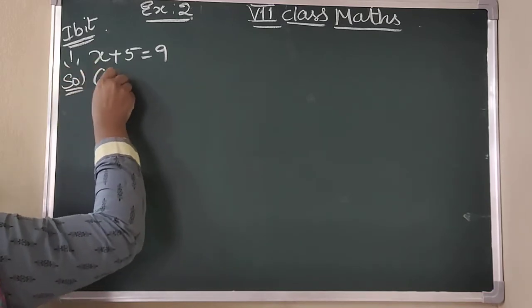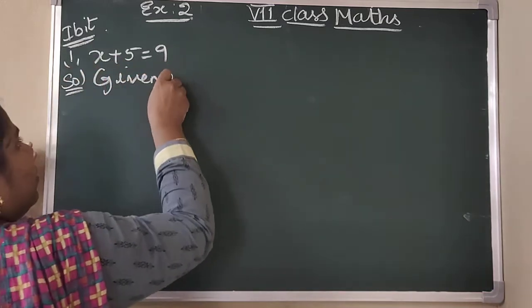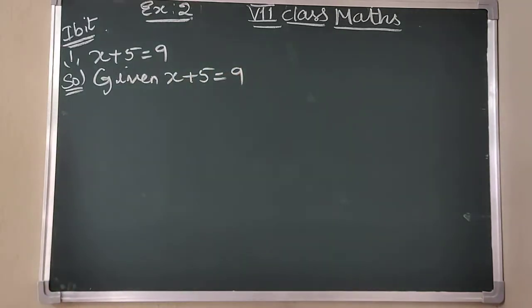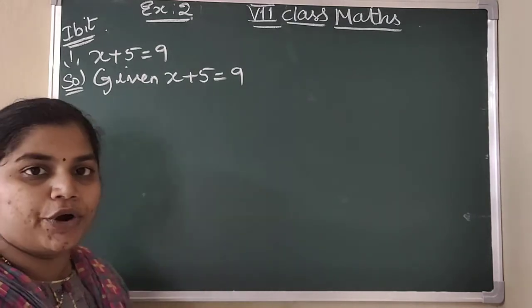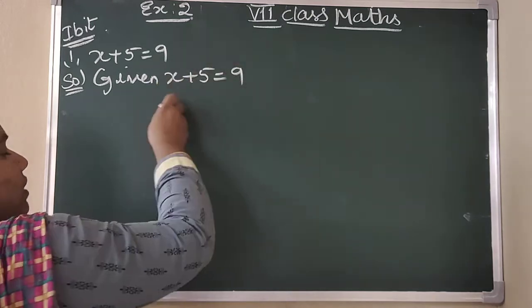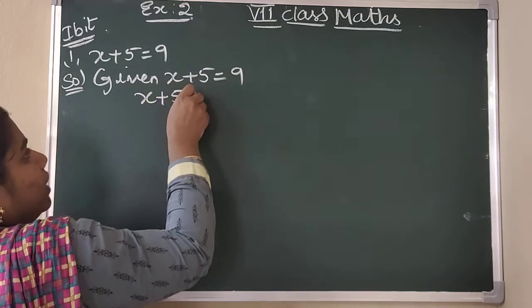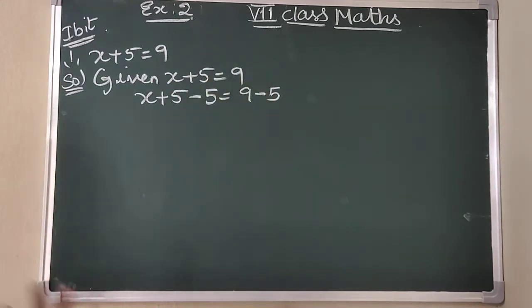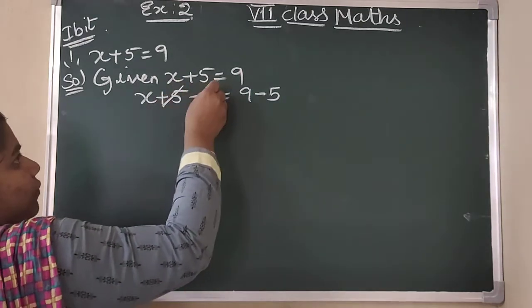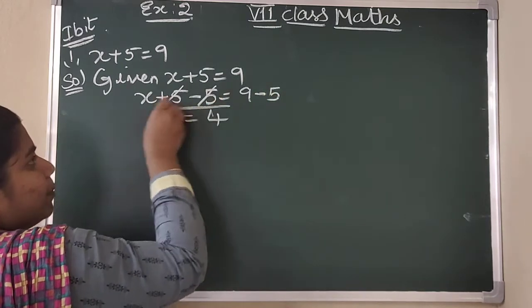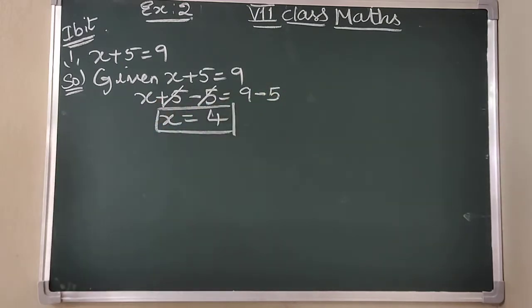So see here, given X plus 5 is equals to 9. So I want to eliminate this plus 5. So plus transpose is what? Minus. So we have to do minus 5 on both the sides. So that is X plus 5 minus 5 is equals to 9 minus 5. So we are balancing on both the sides. So plus 5 minus 5 will get cancelled. So X is equals to 9 minus 5 is how much? 4. So we got the X value as 4.